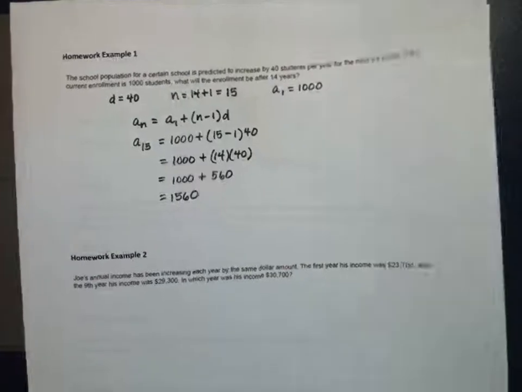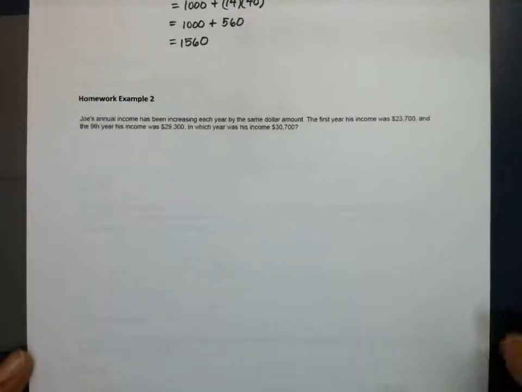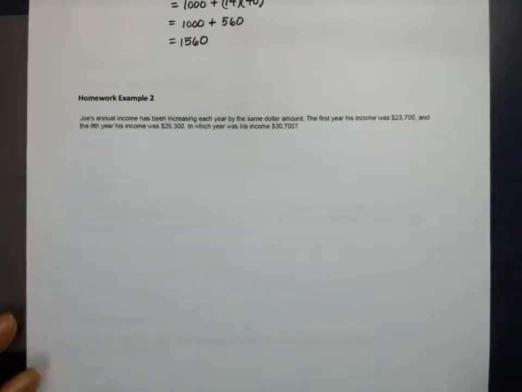Okay, here's another homework example. Joe's annual income has been increasing each year by the same dollar amount. The first year, his income was $23,700. And the ninth year, his income was $29,300. In which year was his income $30,700?